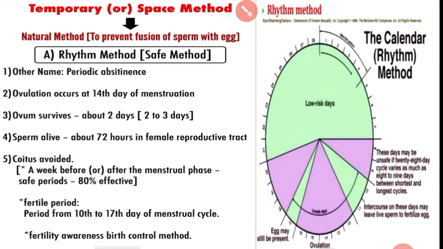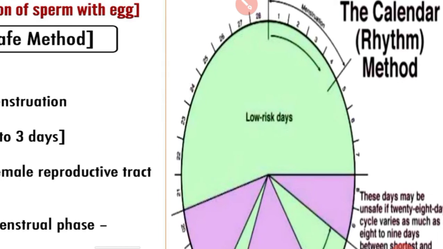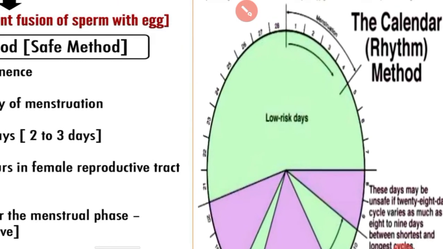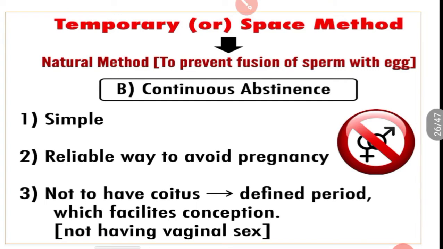Yes, see the picture, the calendar picture. In that calendar, this is the bleeding phase, 1, 2, 3, 4, 5. Before the menstrual cycle and after the menstrual cycle, it is actually low risk days, and it is the safest period. After the day 10 to 17, it's actually the fertile window, fertility window period. Got it?